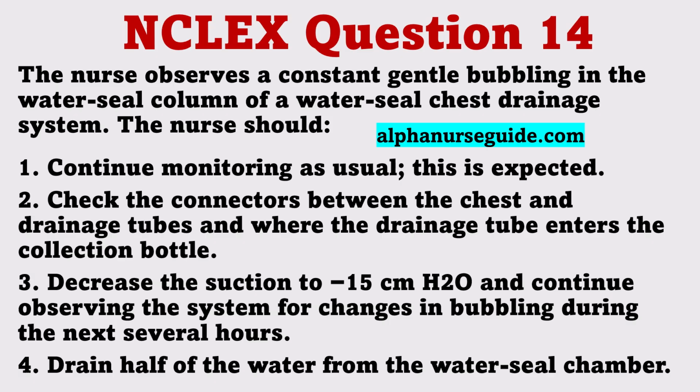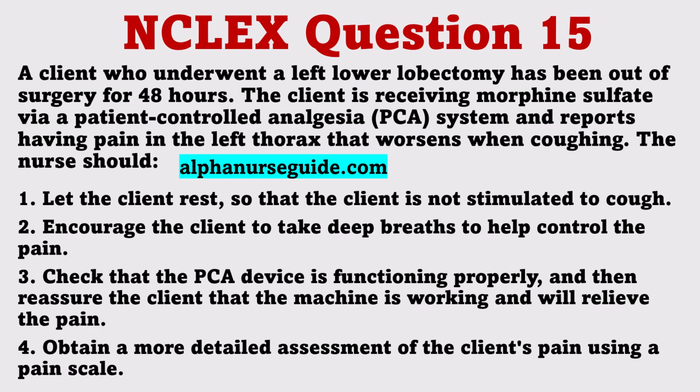reduce the leak. A client who underwent a left lower lobectomy has been out of surgery for 48 hours. The client is receiving morphine sulfate via a patient-controlled analgesia system and reports having pain in the left thorax that worsens when coughing. The nurse should 1. Let the client rest so that the client is not stimulated to cough. 2. Encourage the client to take deep breaths to help control the pain. 3. Check that the PCA device is functioning properly, and then reassure the client that the machine is working and will relieve the pain.